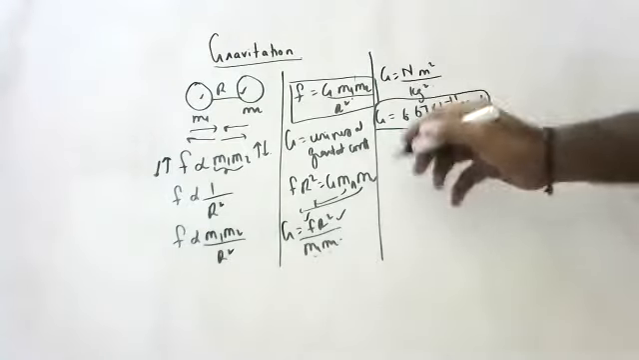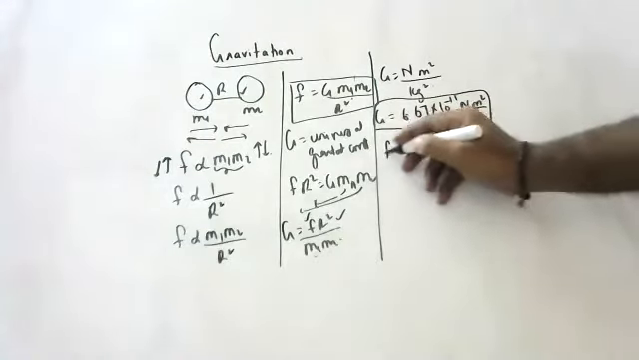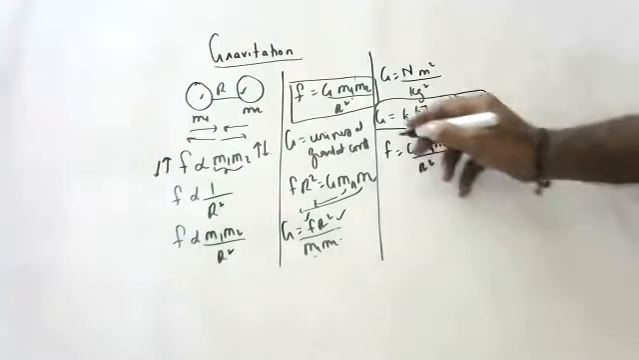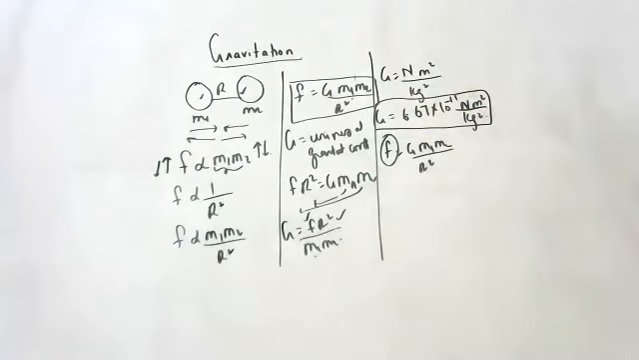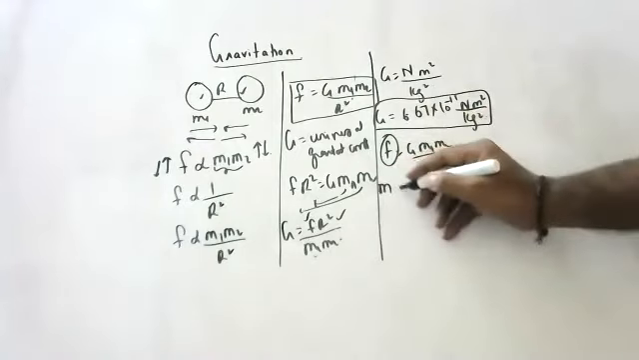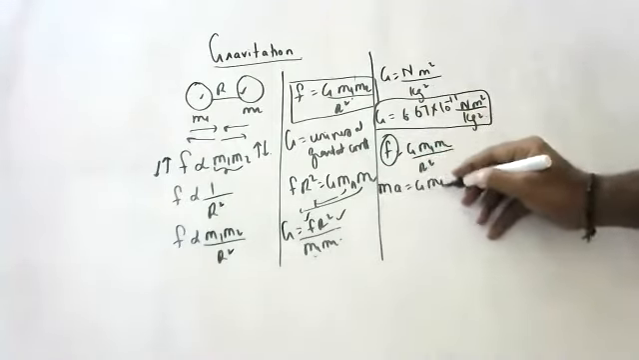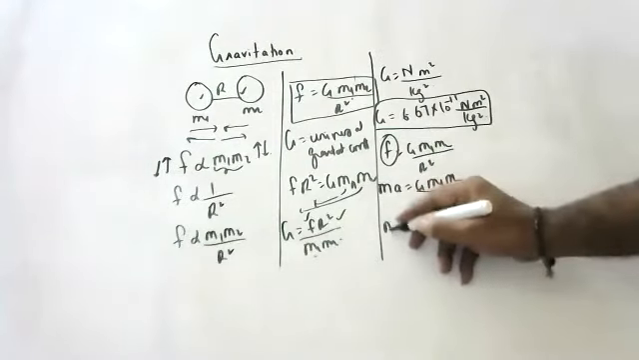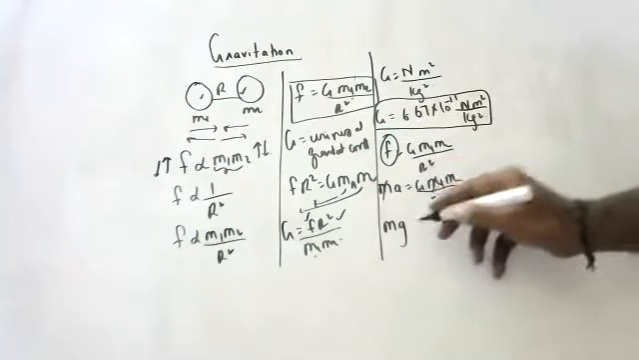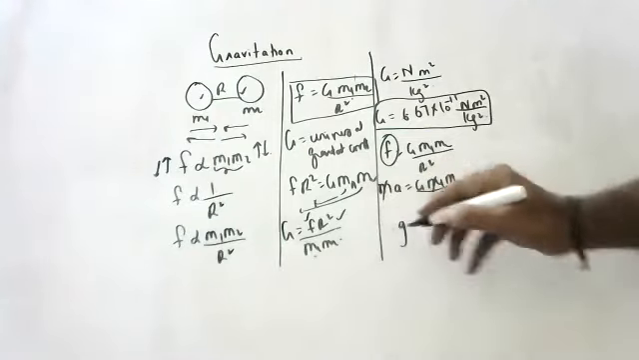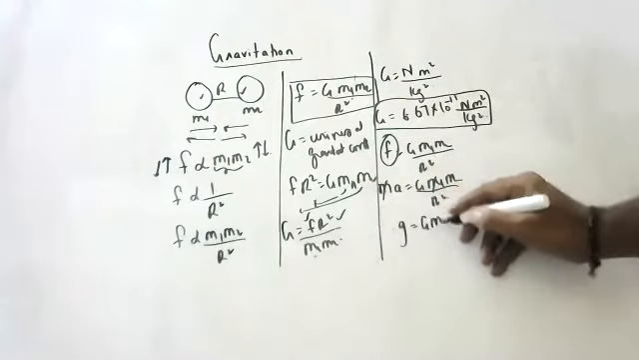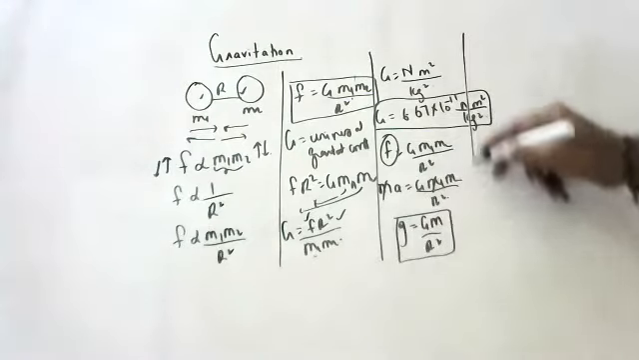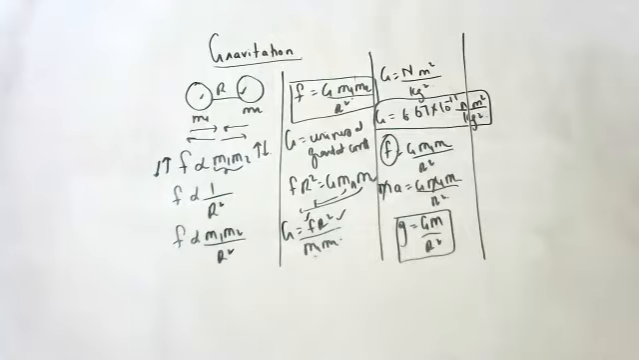Suppose we know F is equal to G m1 m2 by r square. From Newton's second law, what is F, children? F is m a. So m a equals G m1 m2 by r square. If you write this a as g, acceleration due to gravity, then m1 and m cancel, and g equals G M by r square. Like this also you can write, children. So this is the universal law of gravitation.